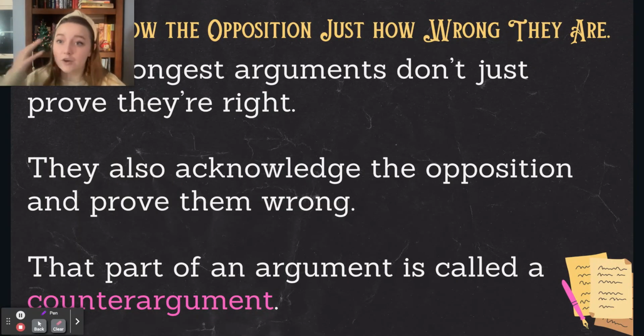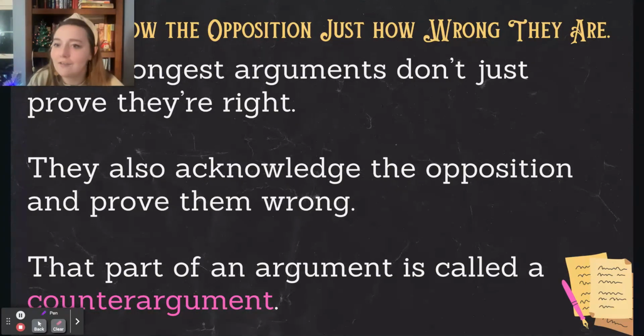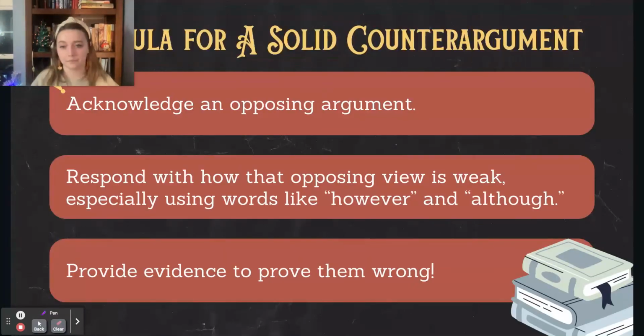Now, in your third body paragraph, most of the time, this is where we're going to make space for a chance to show the people who think differently than you how wrong they are. This is called a counterclaim. Remember, the most effective arguments don't just prove that they're right, they also say, hey, I'm reasonable enough to acknowledge that there's another side, that people think this way, but they're still wrong. Okay? It's called a counterclaim, a counterargument.